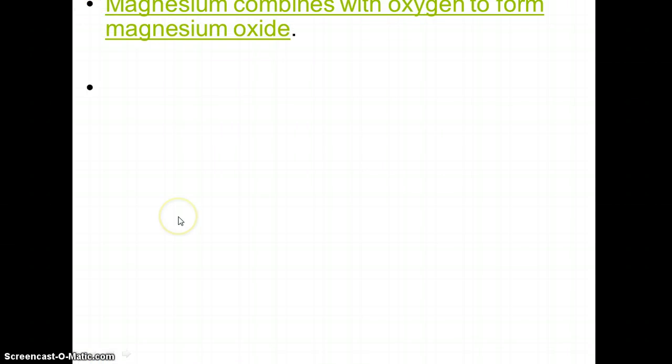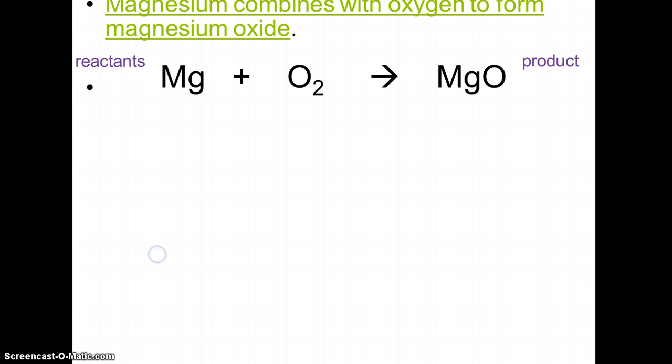We can represent this chemical reaction by writing an equation, a chemical equation, that looks like this. Magnesium plus oxygen yields magnesium oxide. The two symbols on the left of the equation are the reactants of this chemical reaction. On the right side of the equation, magnesium oxide is the product of the reaction.